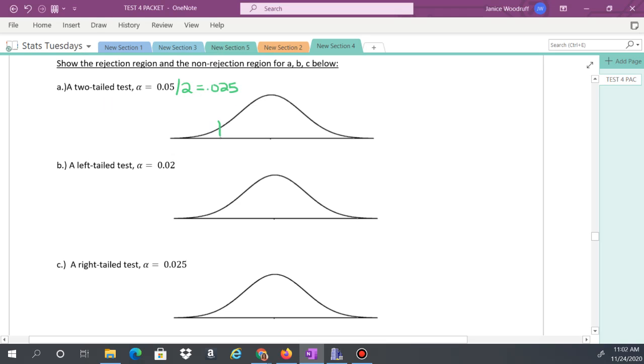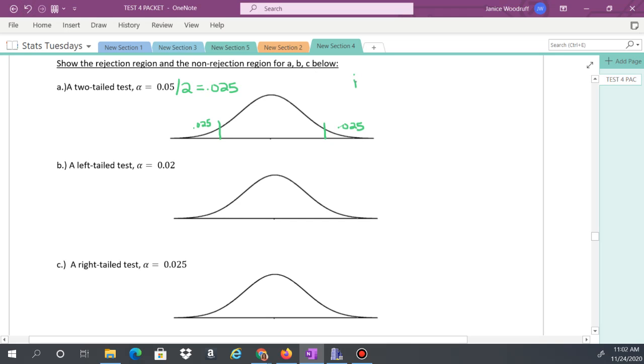Okay, so if I plot this, I've got an area of 0.025 on the left and an area of 0.025 on the right. Okay, and then I would find the z value for the area there. So remember to find the z value there. Find the area there.